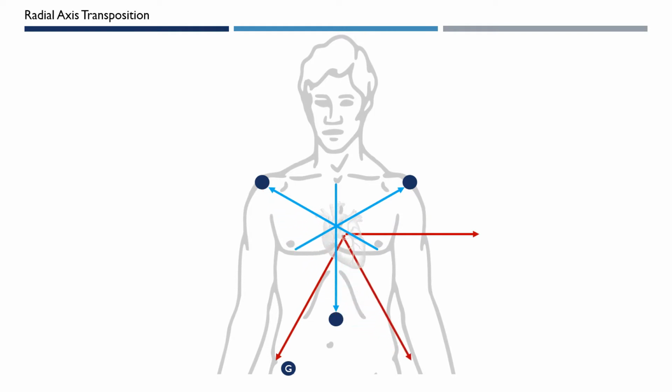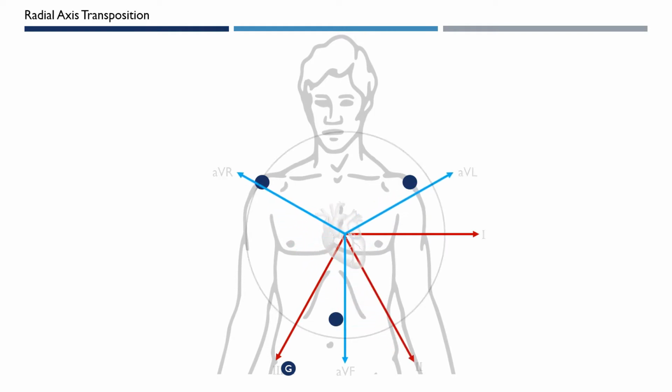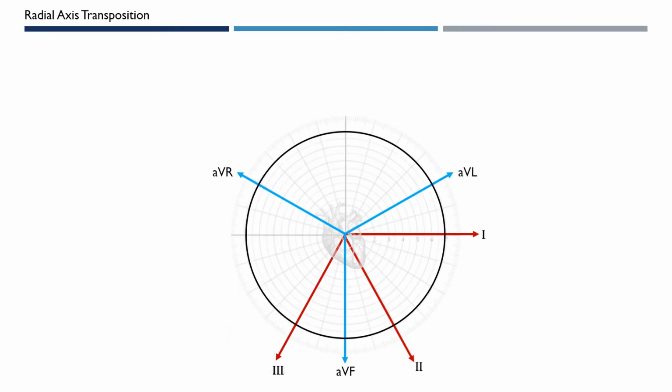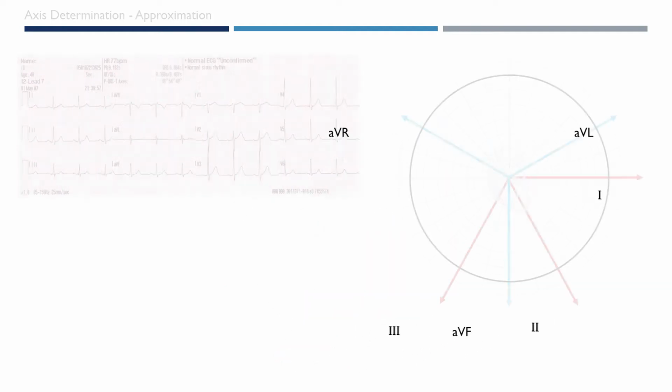And we can see that as each one of these electrical axes are finally translated, it forms this radial graph. So now any electricity moving along the horizontal plane will be detected by lead one, and any activity moving in the vertical plane will be detected by AVF. And all of the other leads in between detect angles at 30 degree increments. So let's take a look at an EKG quickly.